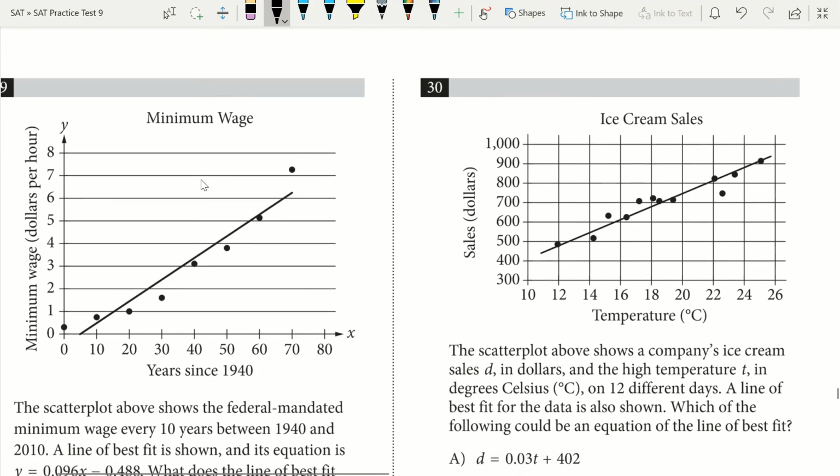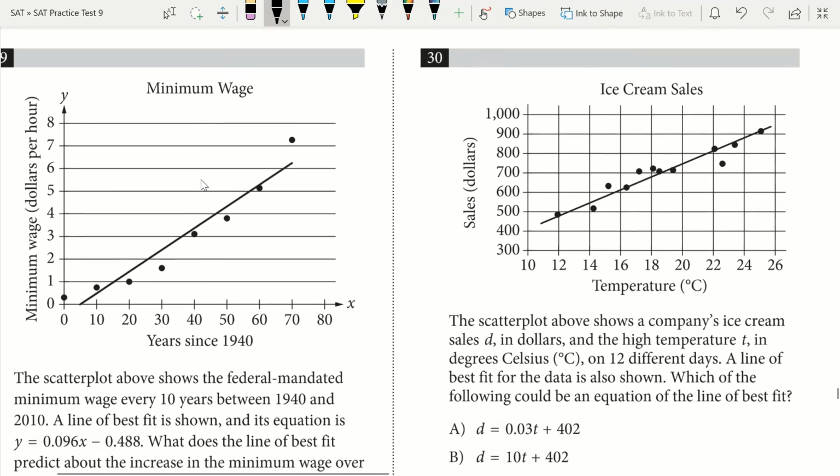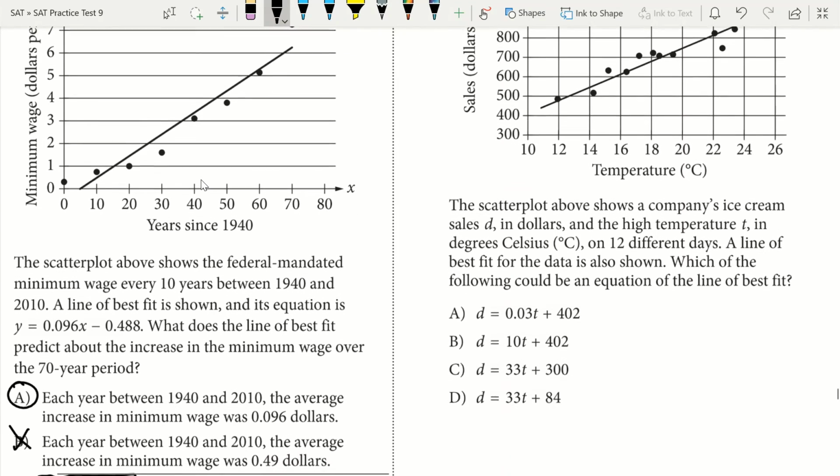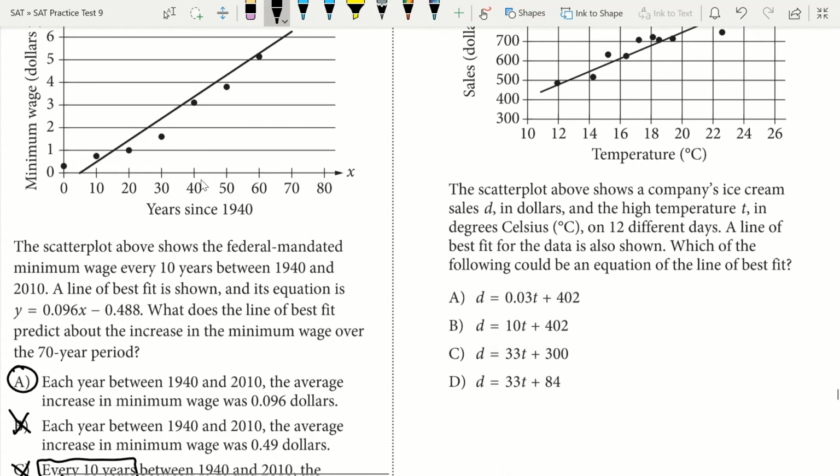Okay, are we on 30? We are on 30. Okay. Ice cream sales versus temperature. The scatter plot above shows a company's ice cream sales, D in dollars, and the high temperature T in degrees Celsius on 12 different days. A line of best fit for the data is also shown. Which of the following could be an equation of the line of best fit?